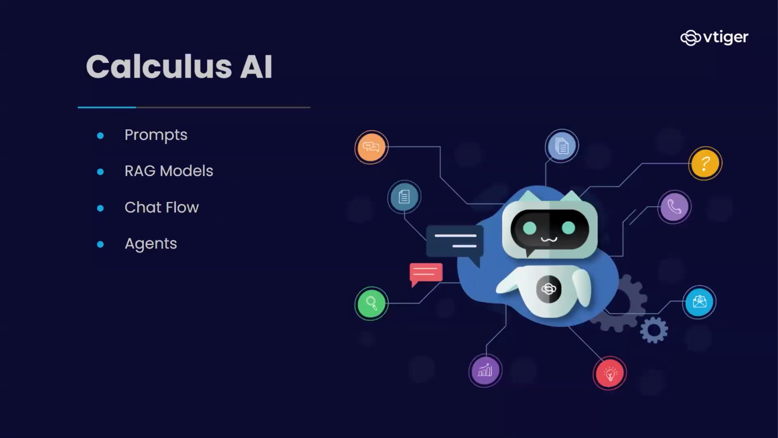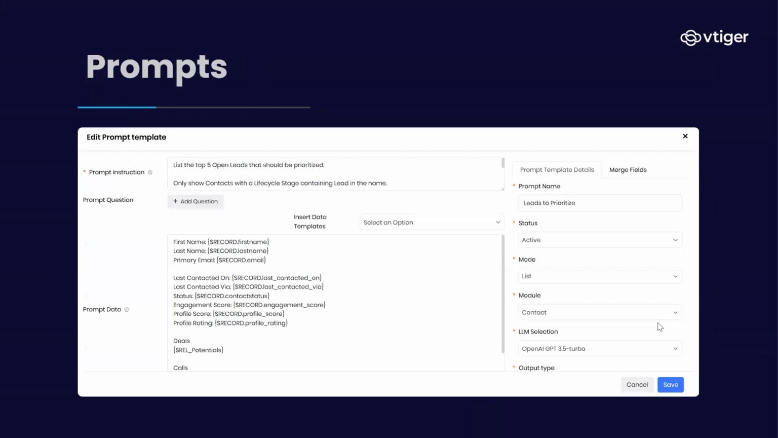So now that we've discussed and learned a little bit more about Agentic AI, let's briefly go over a few of the features found in the Calculus AI suite, Vtiger's AI engine. These features include prompts, RAG models, chat flows, and of course, agents. So let's start with prompts.